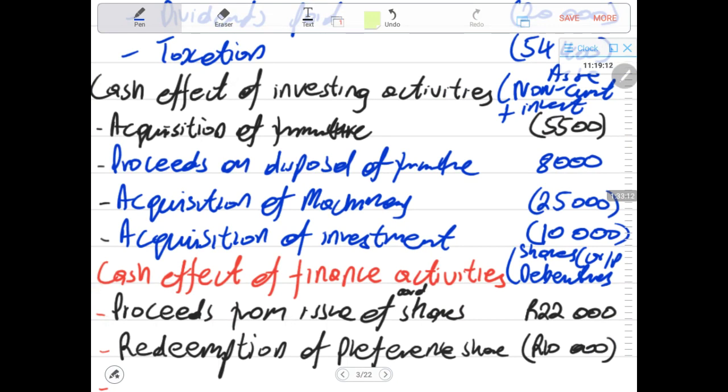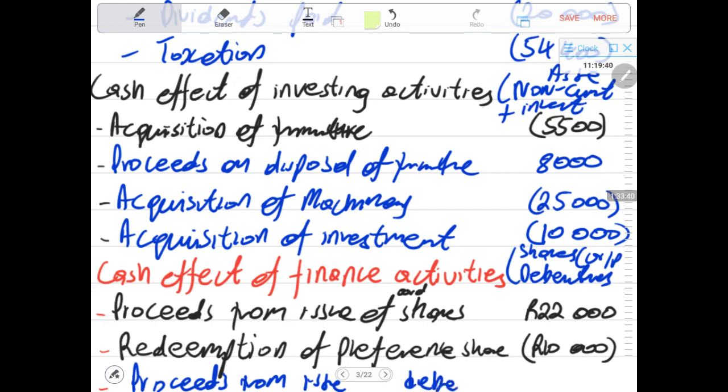In this case, I want to use a different language. You can say proceeds from the issue of debentures, not acquisition. Proceeds from the issue, because we issue debentures, they are like shares. We have proceeds, which we can also call acquisition. Proceeds from issue of debentures.